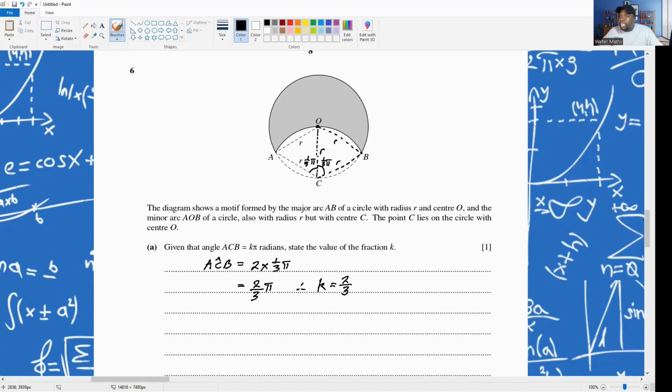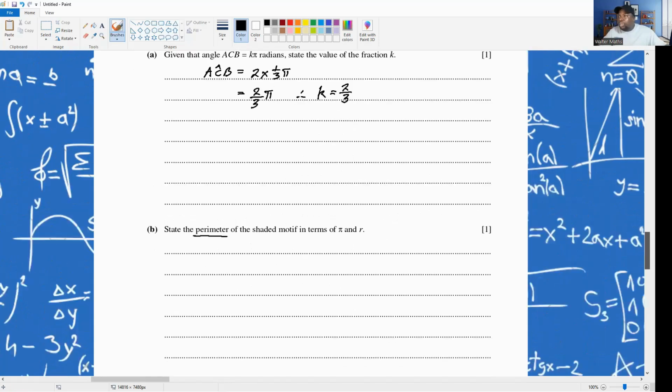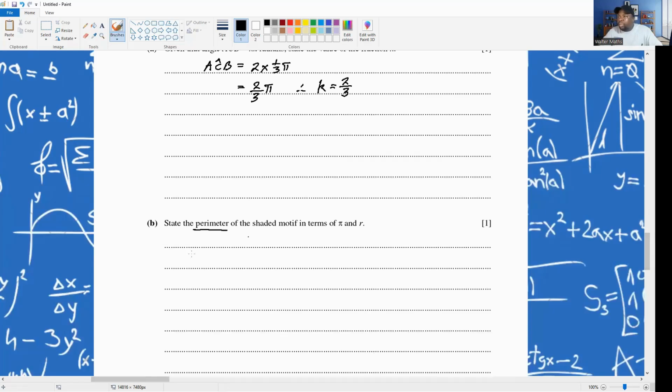So on the question, they say we should state the perimeter of the motif. We can simply say that it's 2 pi r, and that's the answer.